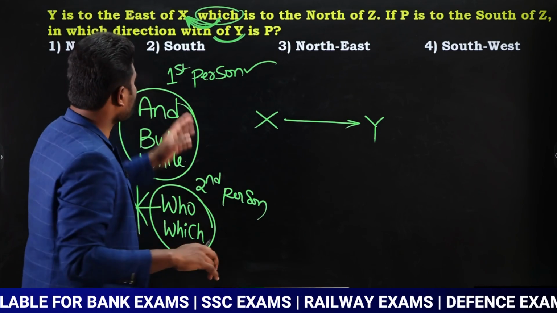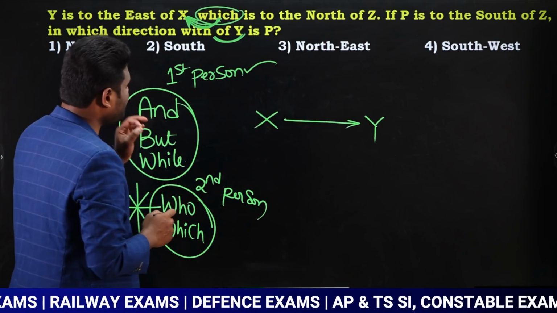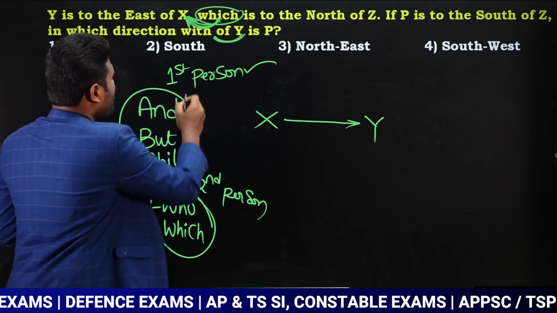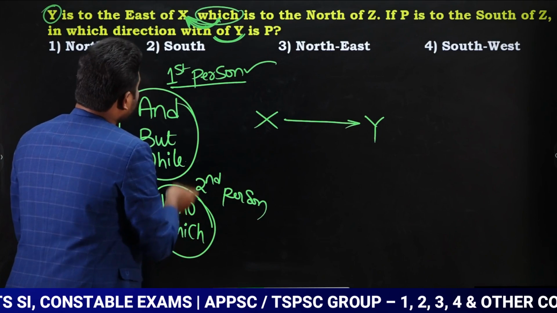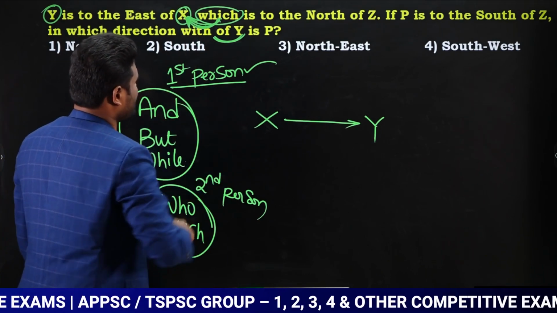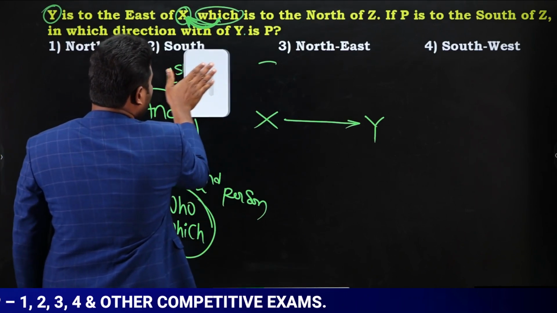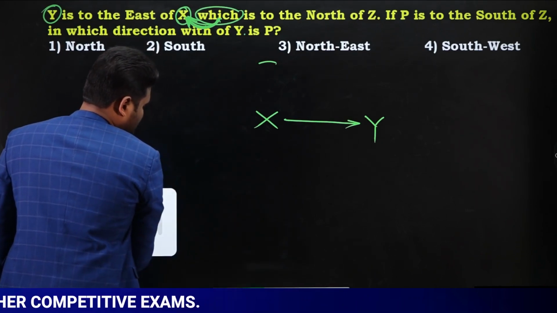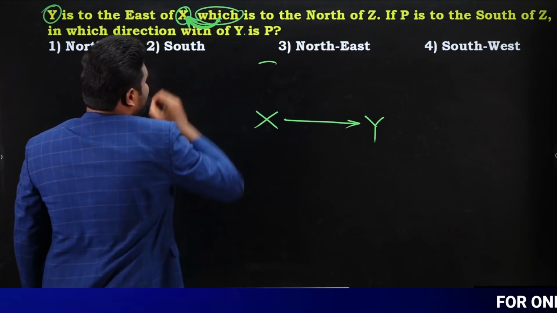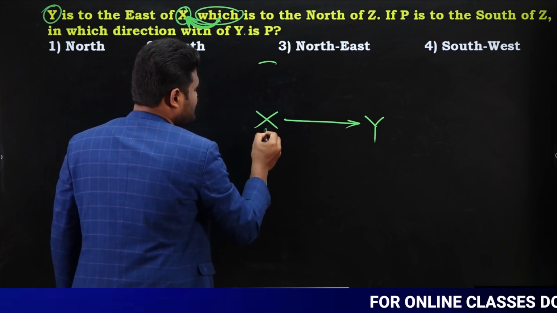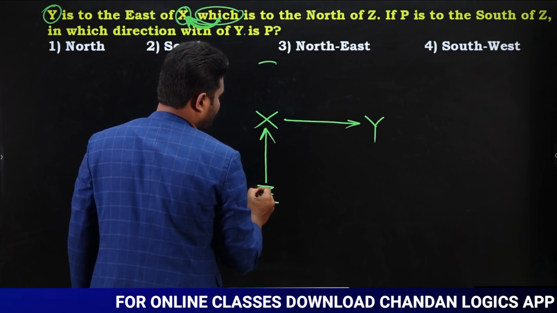Very important terminology. If you do not know this terminology, automatically you are going to lose marks. That is the reason. Remember this. And, but, while represent the first person, which means Y. Who, which represents the second person, which is X. Here we have which, so second person. Is that clear? This terminology is very important. Now look here, which is to the north of Z means X is to the north of Z. Look here, X is to the north of Z.